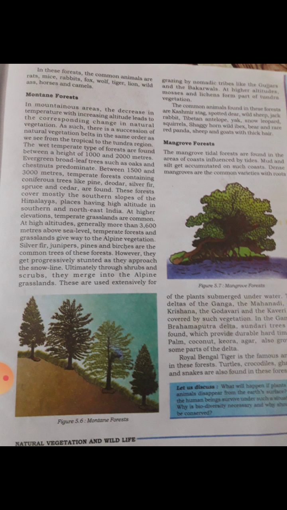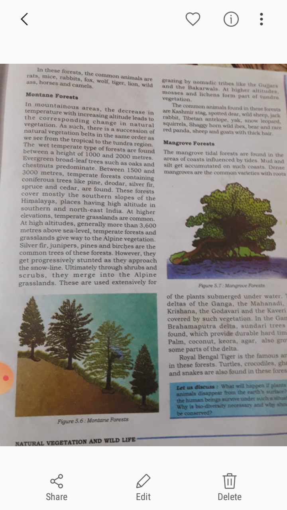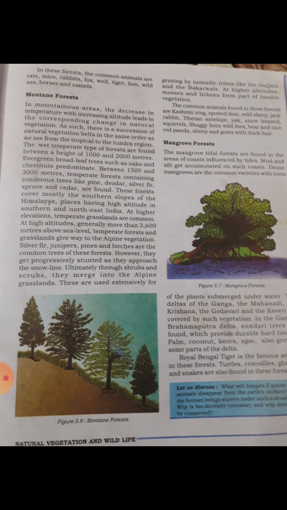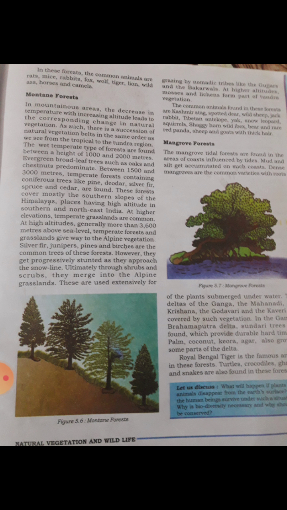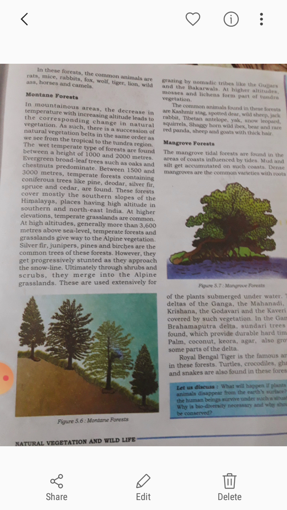Okay, let us move towards the mangrove forest. Mangrove forest is related to what you have heard about Sundarban. Okay, here you can find these mangrove forests. They are tidal forests. Why are they known as tidal forests? Because the areas of the coast are always influenced by the tides. You can find mud and silt. Okay, dense mangroves are the common varieties. You can find that the roots of the plants are submerged under the water, and also above the water. Clear?